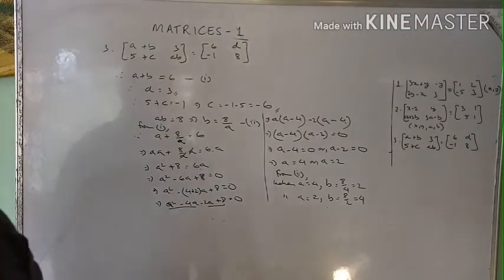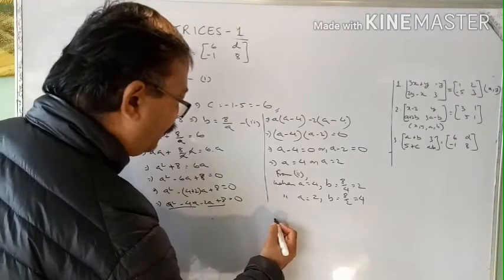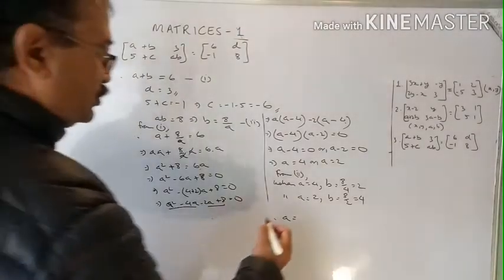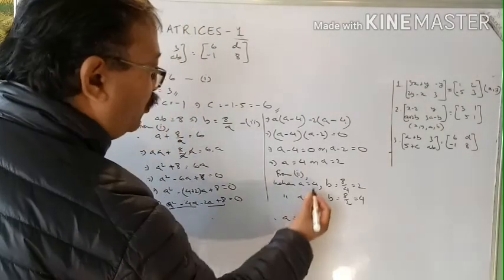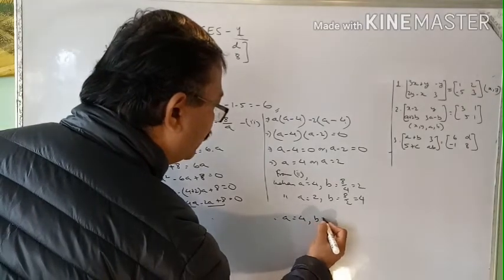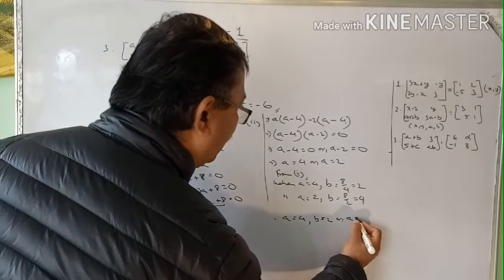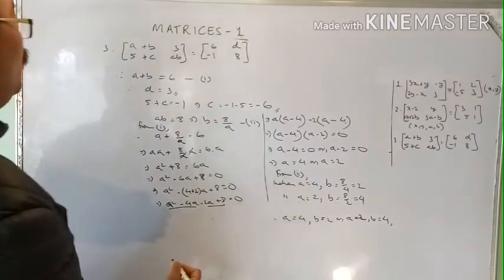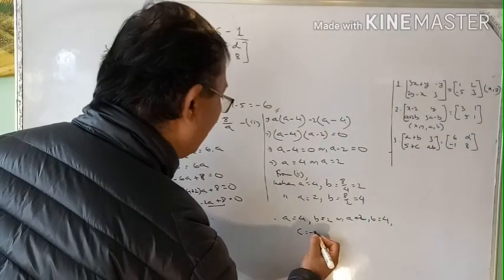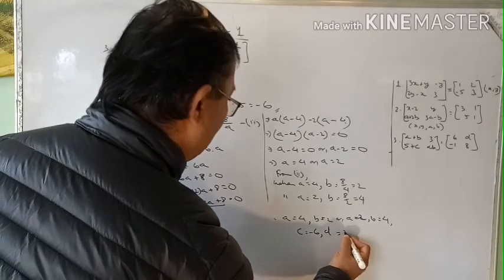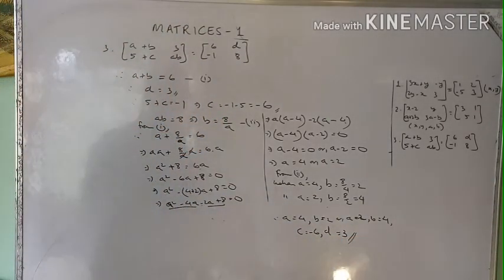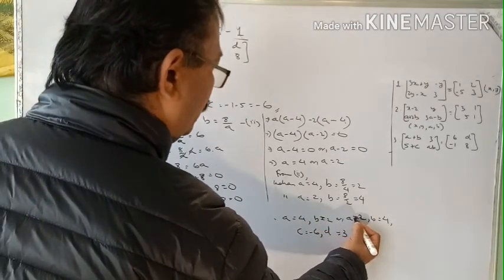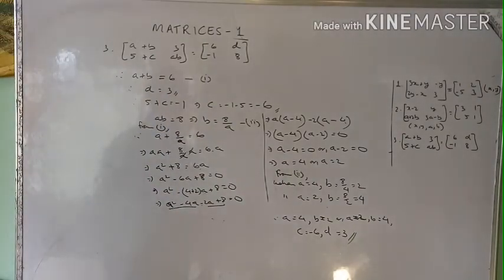So the values are: a equal to 4 and b equal to 2, or a equal to 2 and b equal to 4. And c has only one value, minus 6, and d is 3. So these are the answers: a equal to 4, b equal to 2, or a equal to 2, b equal to 4, c equal to minus 6 and d equal to 3.